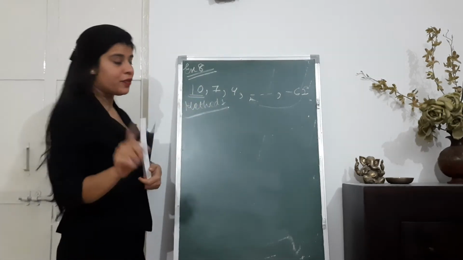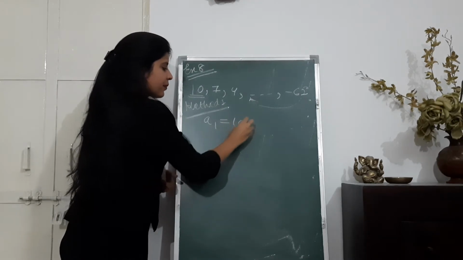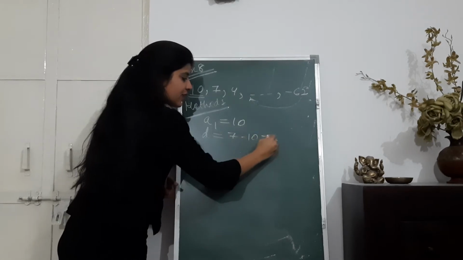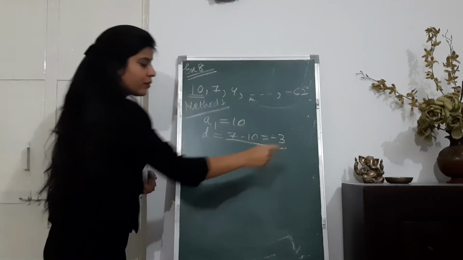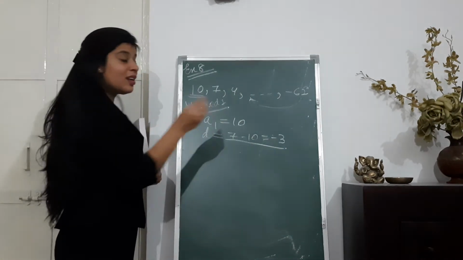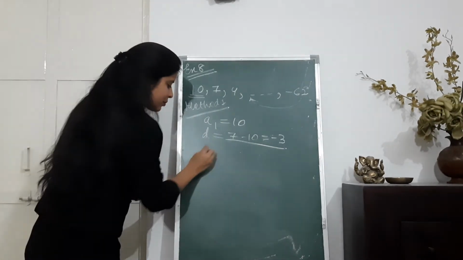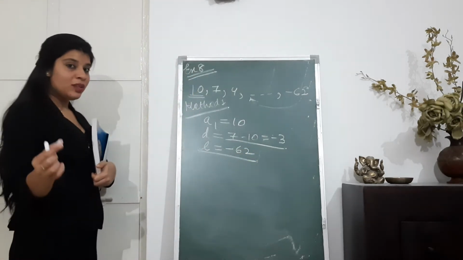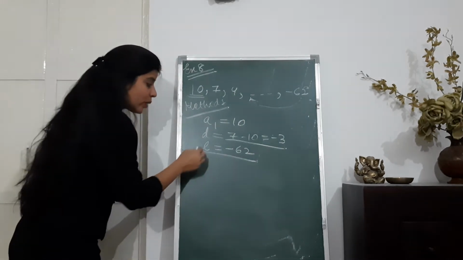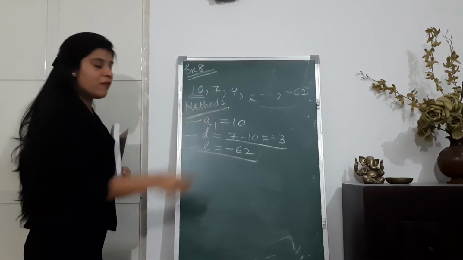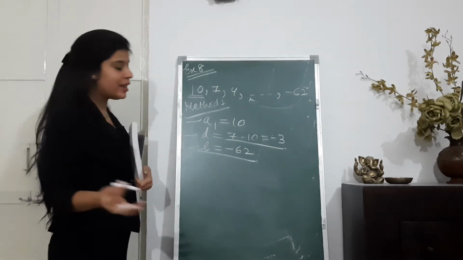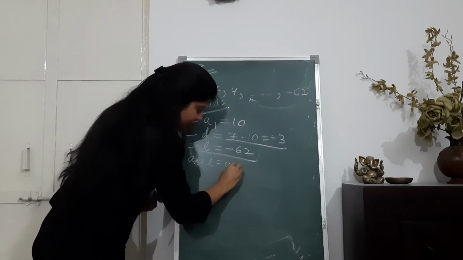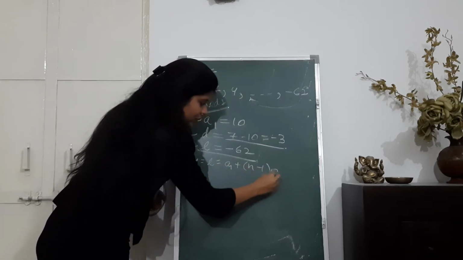What is the first term? A1 is 10. What is the common difference? 7 minus 10, which is minus 3. What is the last term? Minus 62. L is minus 62. Just like in the previous question, we have the last term, common difference and first term given to us. All we need to find is n, the number of terms. So, L is equal to A1 plus n minus 1 into D.